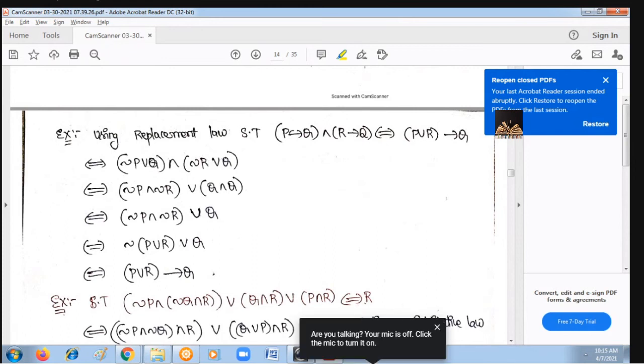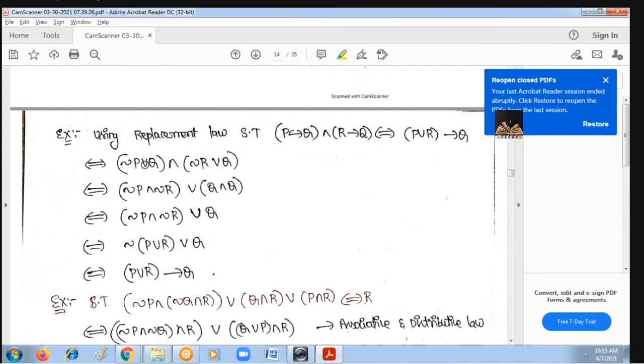So here, the Q is the same, and in your answer you should have P and R at one place and Q at one place. So what I will do is keep P and R at one place. So you can write this as negation P and negation R. Consider the first term.